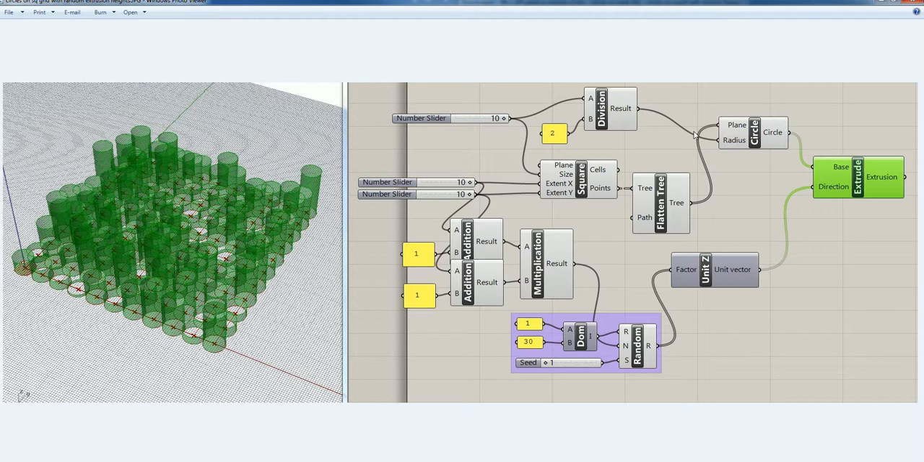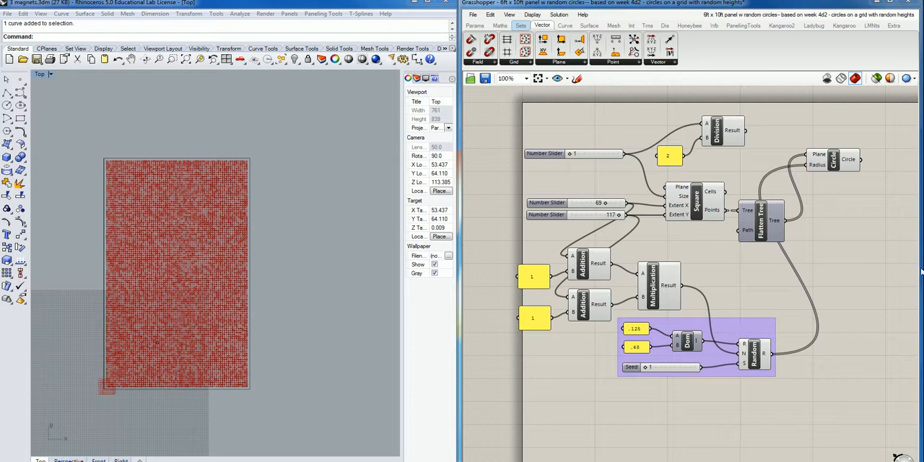The radius right now is feeding from here, but that's not what I want. I want the radius to come out of here. Okay? So if I get rid of this and I look, here's my circle, and I don't need this division part anymore. That's not doing anything. So here's my circle, right? The plane is still coming out of the tree, and the radius is coming out of random.